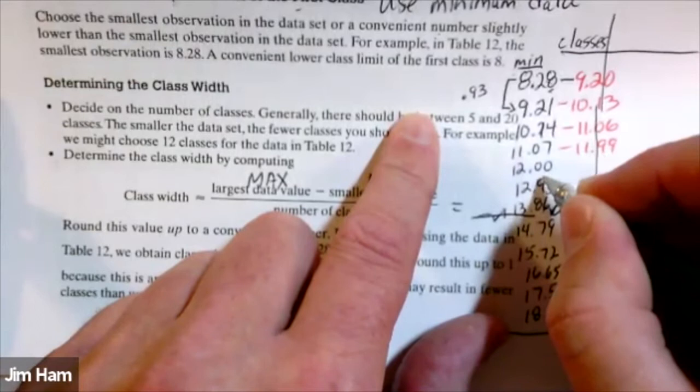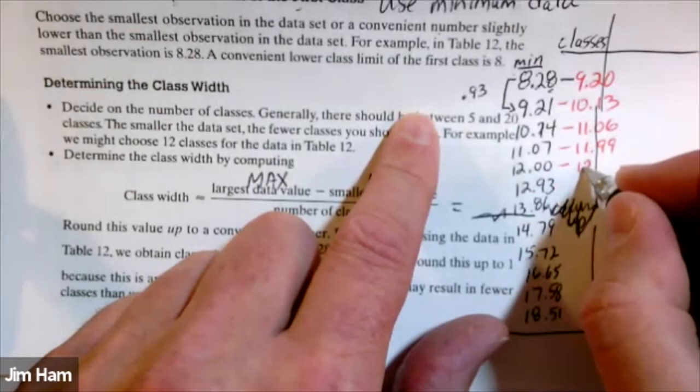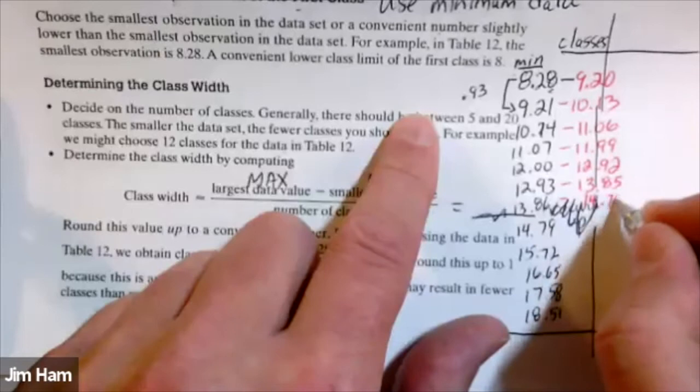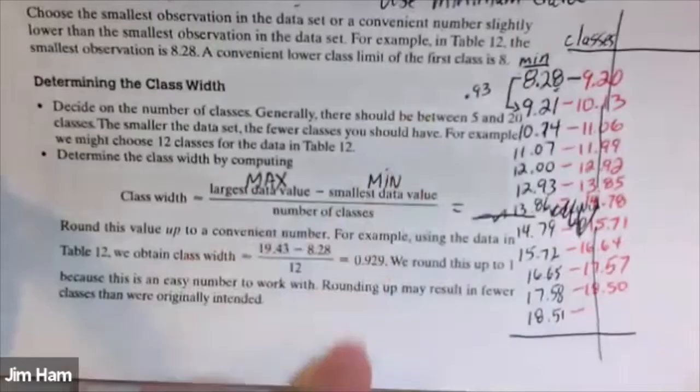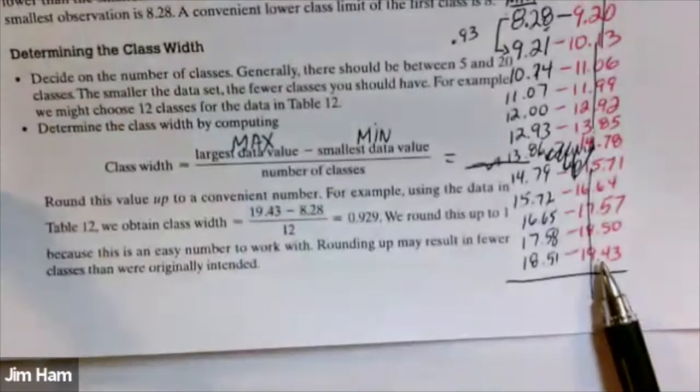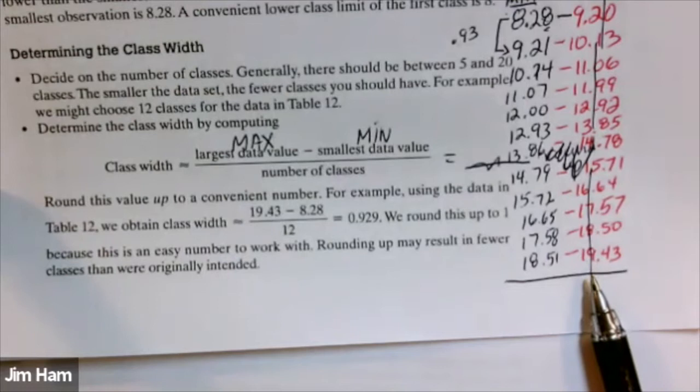You can continue to just go right down the list, peeking ahead at the next lower class limit, and that can help you establish the upper class limit of the previous class. And the last one would be 19.43. If you'll notice, our largest data value, which we already identified up here, is 19.43. Notice that it fits in the very last class. We're going to count it in the 12th class down here.